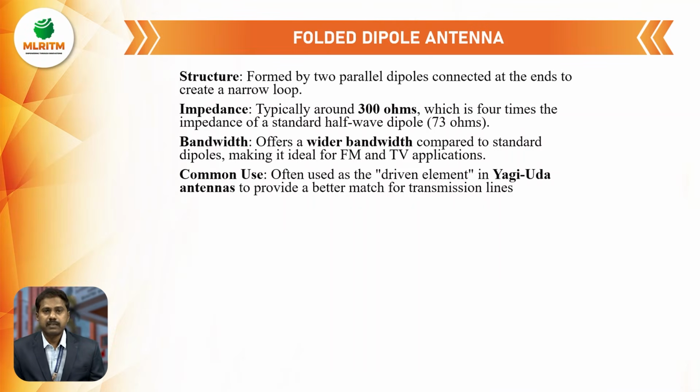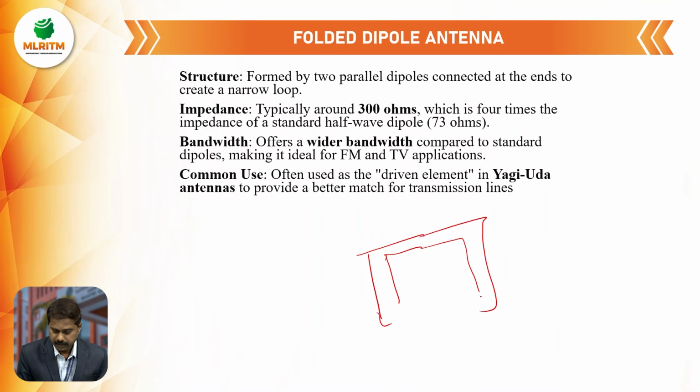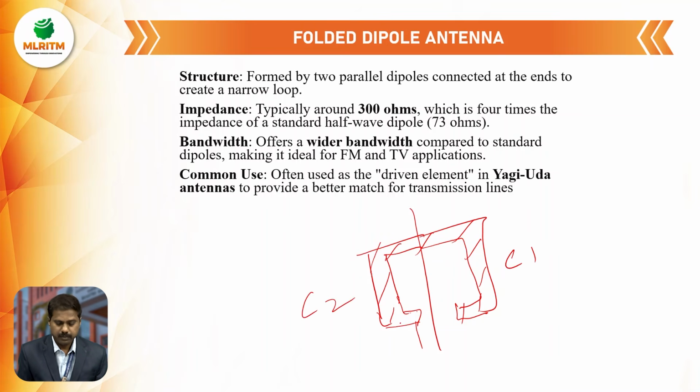Today, I'm going to discuss the folded dipole antenna. A folded dipole antenna is a structure formed by two parallel dipoles connected at the ends to create a narrow loop. That means two conductors are joined at their ends to form the folded dipole antenna. This is conductor 1, conductor 2.